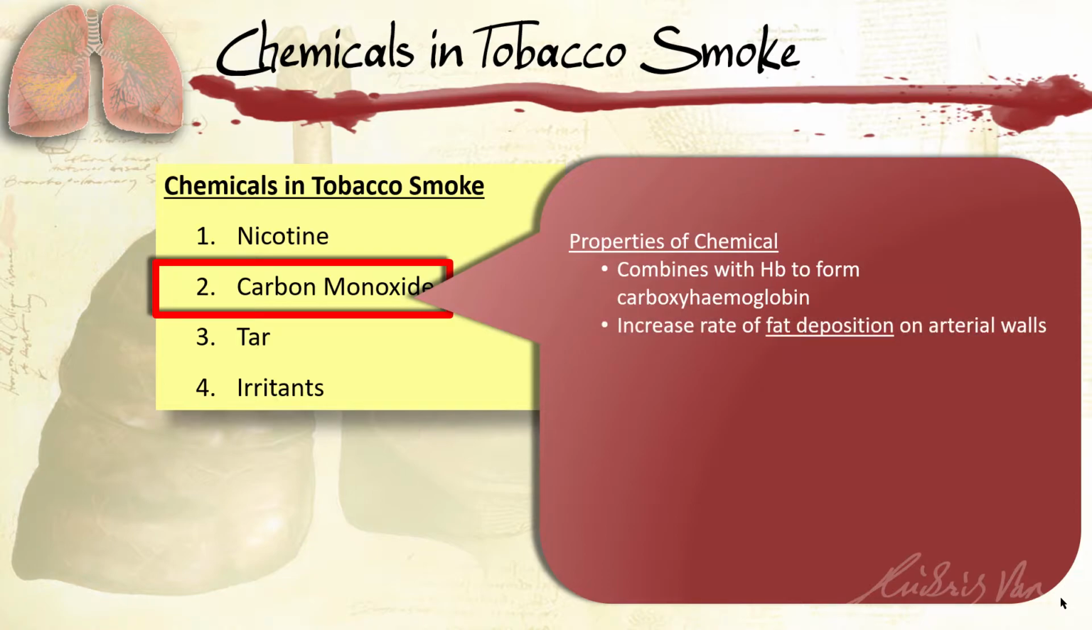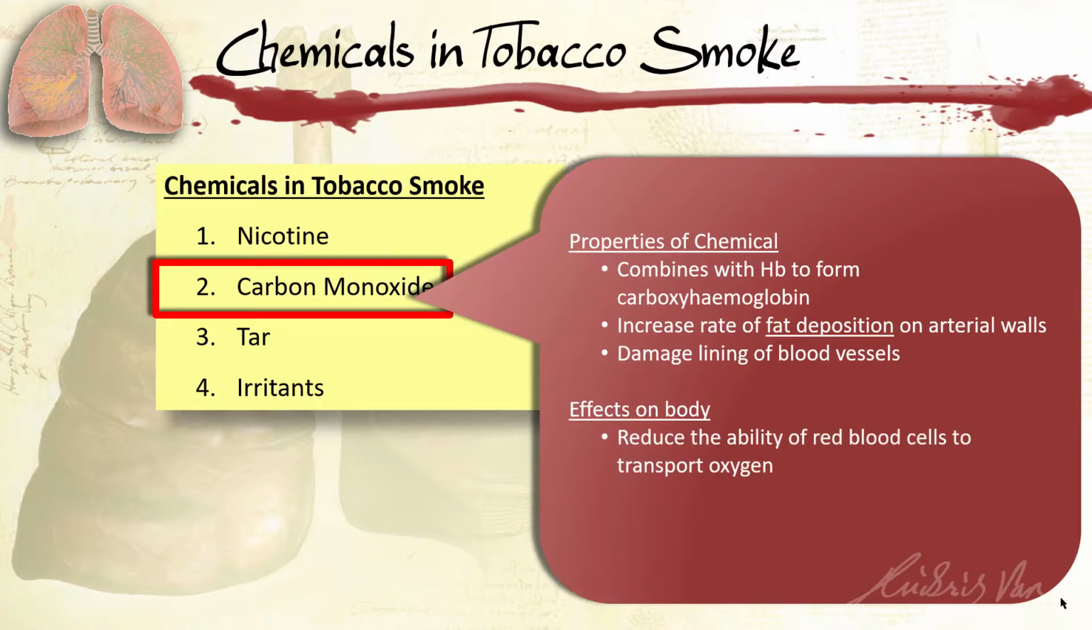It increases the risk of fatty deposits on the wall of arteries because carbon monoxide damages the lining of blood vessels. So this will lead to an increased risk of coronary heart disease. The effect on the body is that carbon monoxide will reduce the ability of red blood cells to transport oxygen because it combines with hemoglobin. It increases the risk of arteriosclerosis as mentioned above, and also increases the risk of blood clotting.